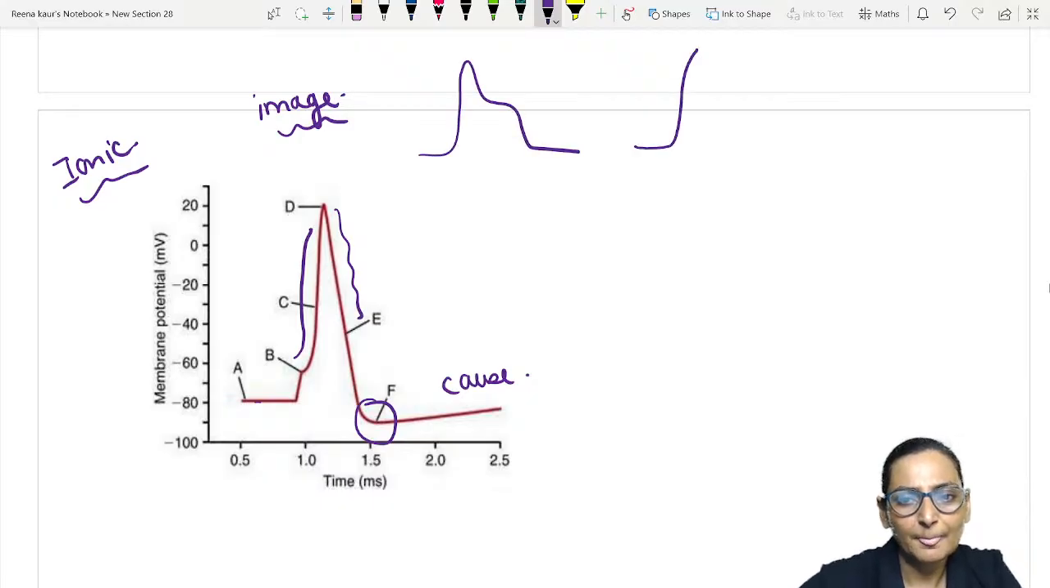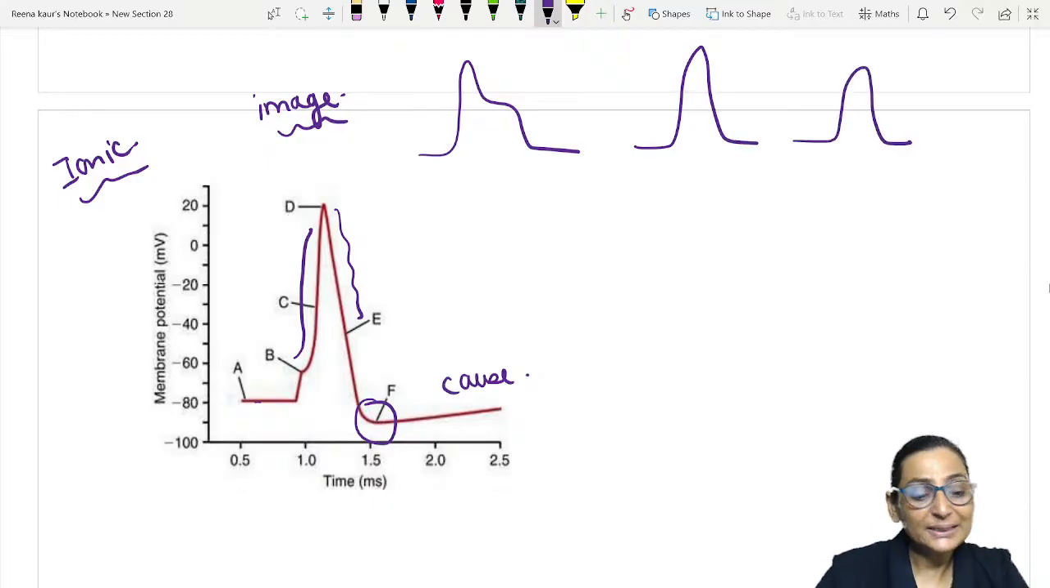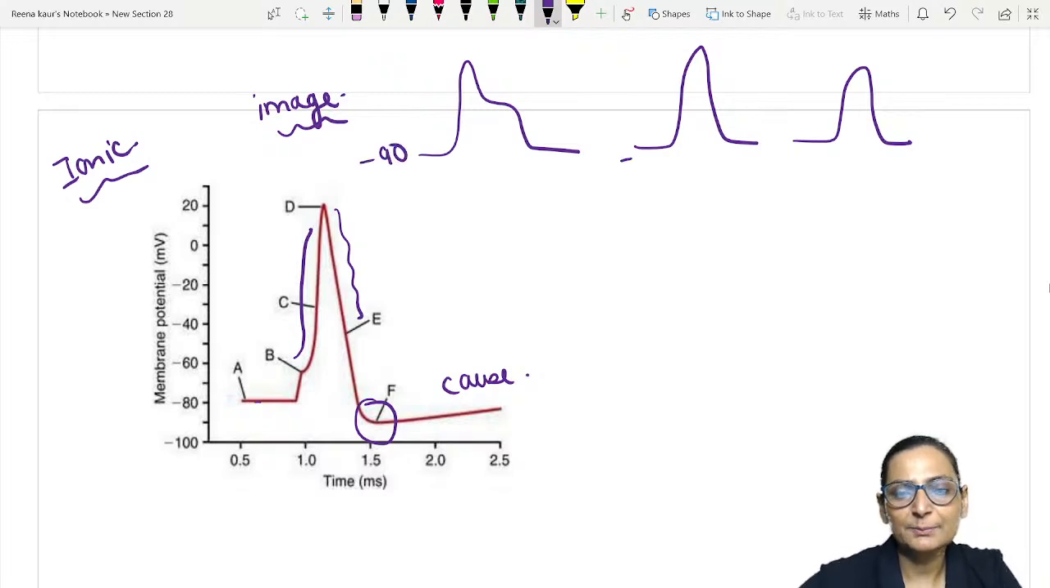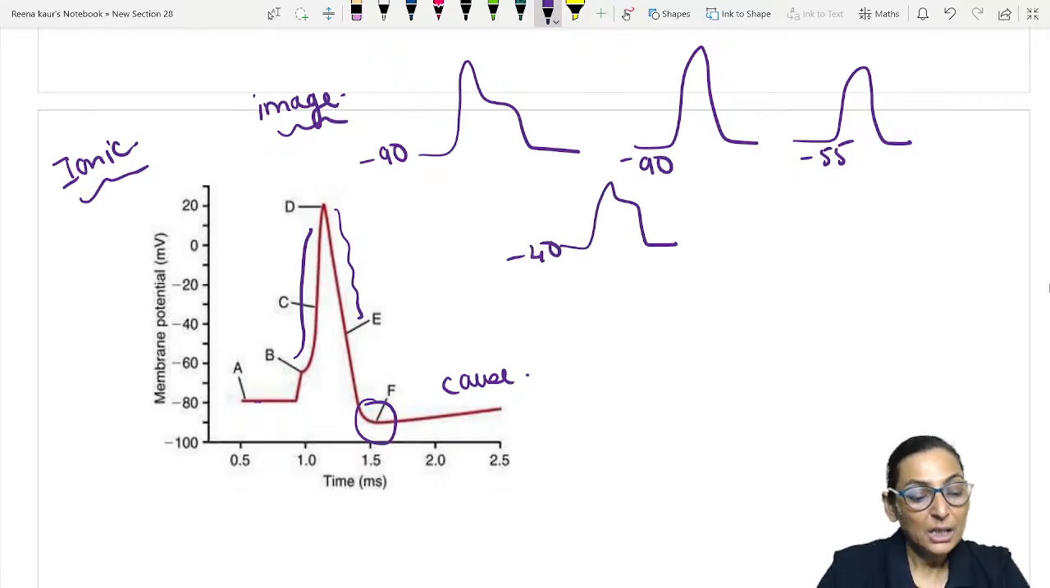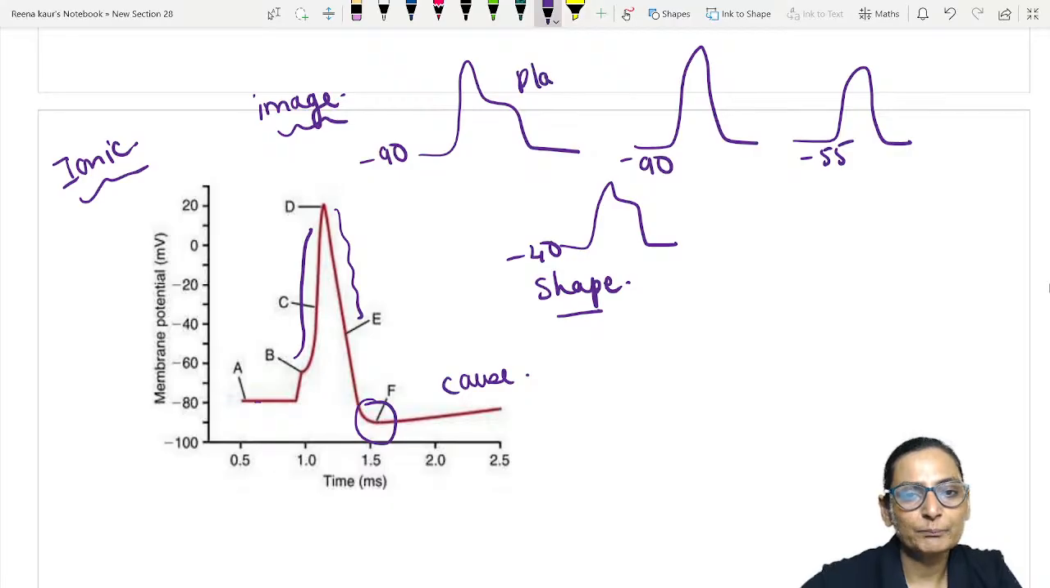See, all three are action potentials. Now this is minus 90, suppose this is minus 90, this is minus 55, right? Or I may even draw it like this, and this is minus 40. So you must always look at the shape of the action potential. Like this is a plateau, this is also a plateau, this is called a spike, this is also called a spike.